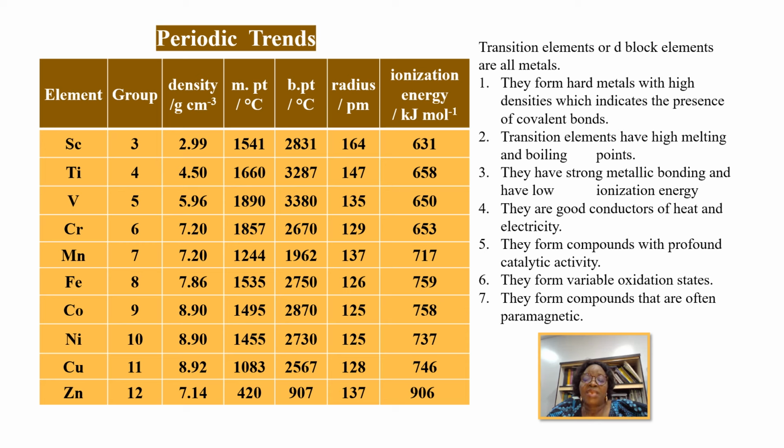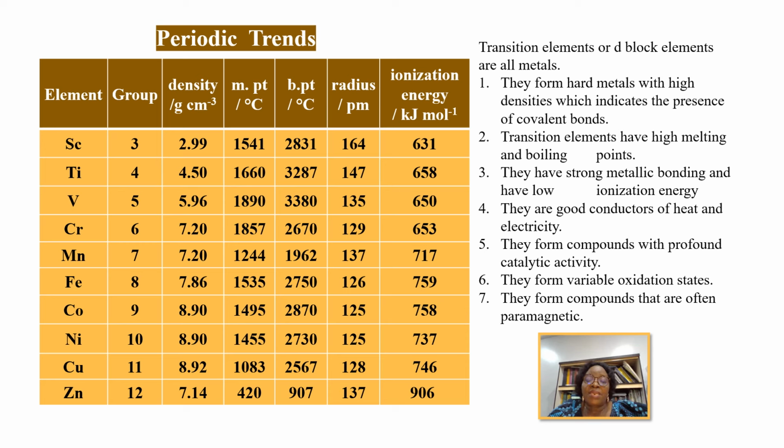They have strong metallic bonding and have low ionization energy. They are good conductors of heat and electricity. They form compounds with profound catalytic activity. They form stable complexes. They form variable oxidation states, and they form compounds that are often paramagnetic.